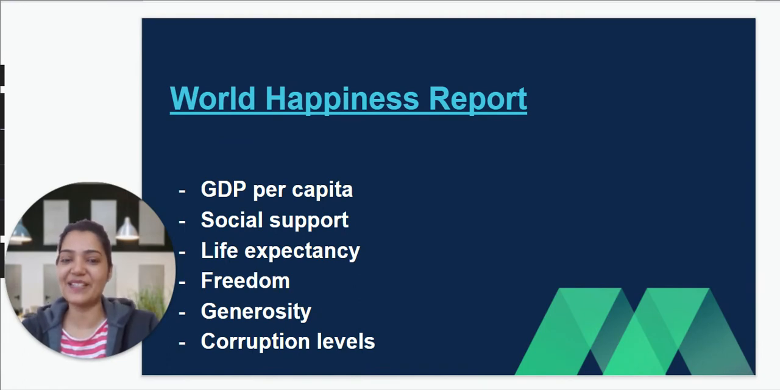The last on the happiness index from my side is the World Happiness Report. This has six parameters: GDP per capita, social support, life expectancy, freedom, generosity, and corruption levels. These are pretty self-explanatory. You can think of Finland, which has been on the top for pretty long, 3 years I guess. The World Happiness Report is calculated on the basis of these things, and the disadvantages you can think of from what we discussed about the other two happiness measurements.